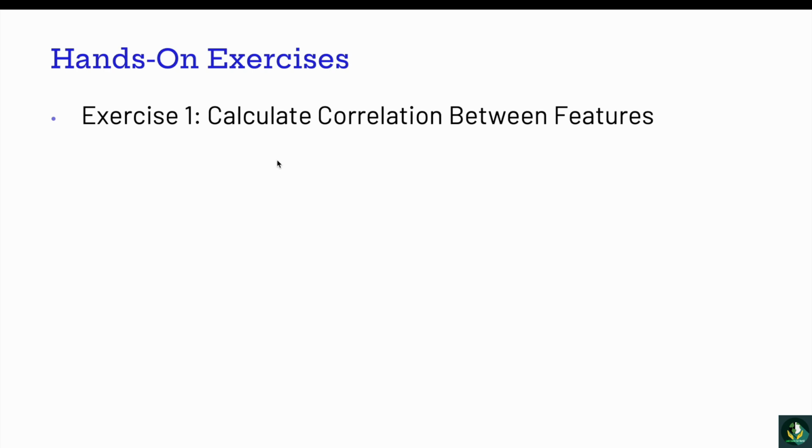Our first exercise is to calculate correlation between features. The objective here is to compute and visualize correlations in a particular data set. For this, we are going to use the iris data set that we've used before. Then we are going to calculate the Pearson correlation between the numerical features, and finally we'll visualize the correlation using a heat map.